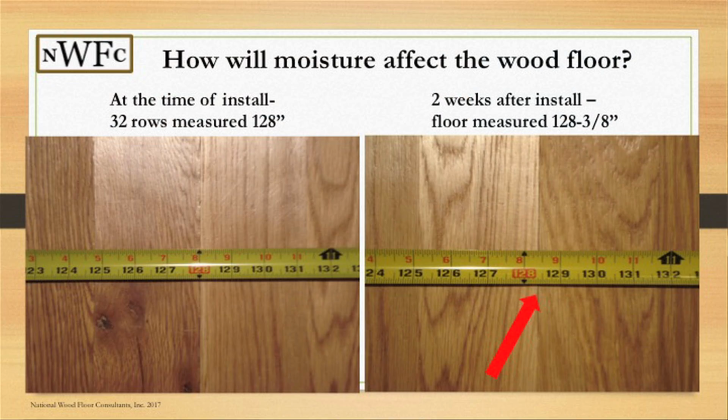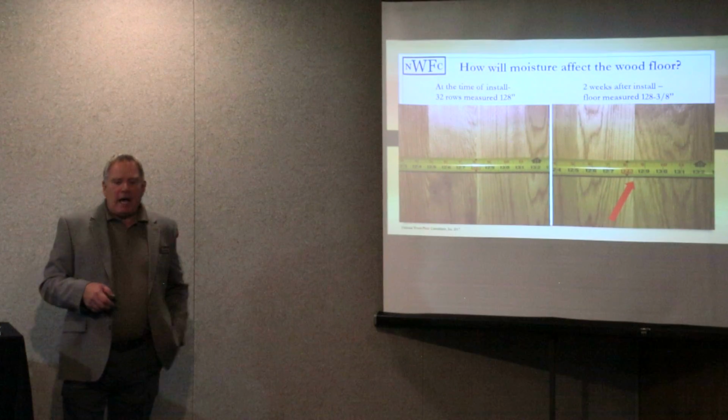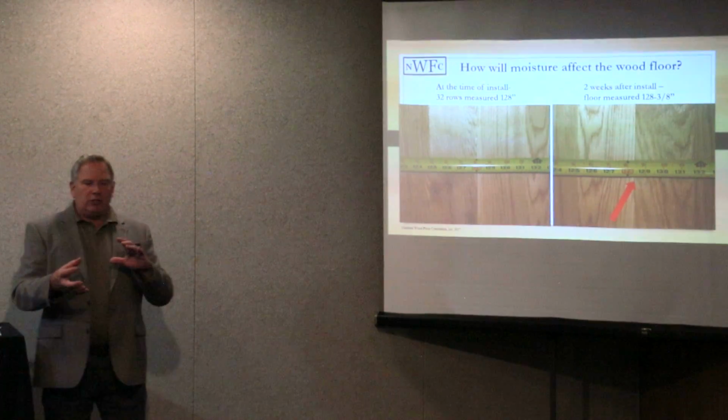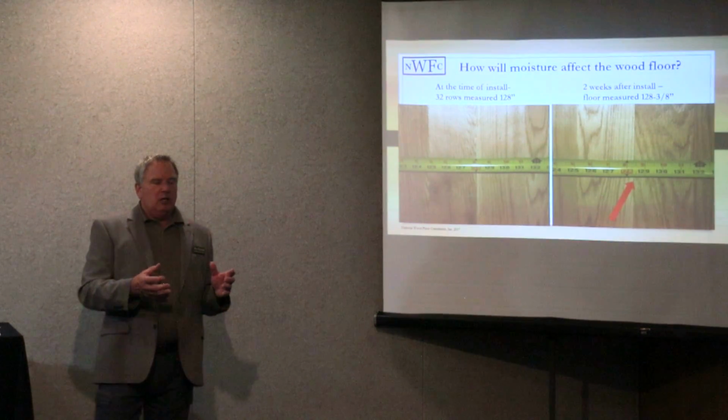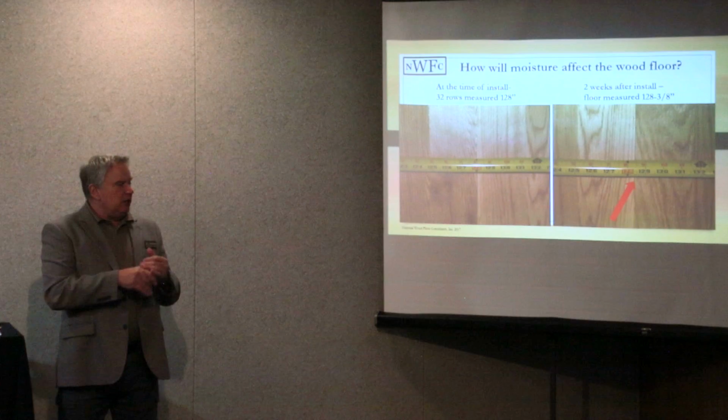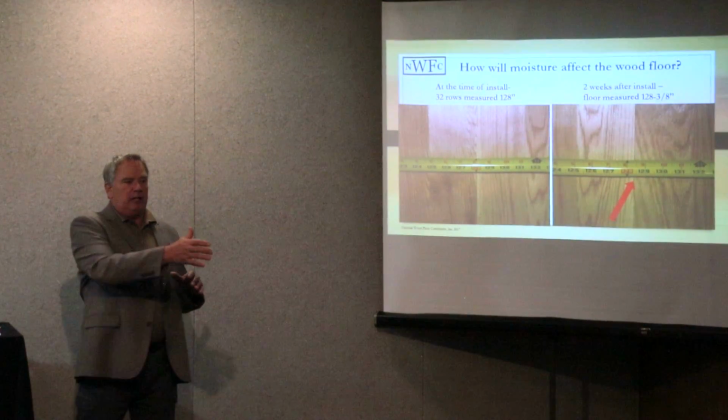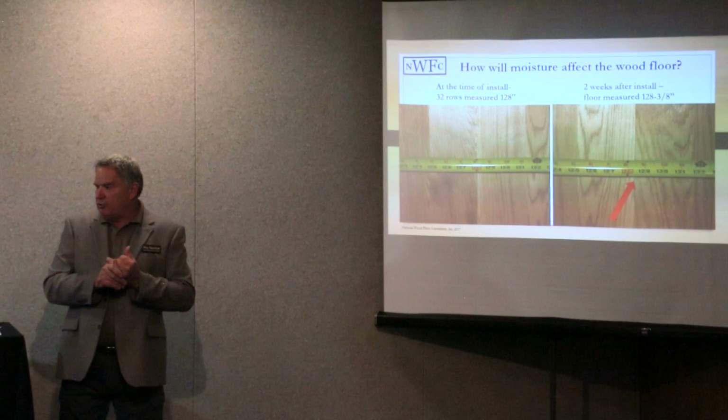Now, this is one I did, one in Chicago. At the time of install, we had 32 rows, and they measured 128 inches. Okay? 2 weeks after install, look how much that floor grew: 3/8 of an inch. What's going to happen when that floor finally reaches its equilibrium and comes back into sync with the normal climatic conditions is that in that 128 inches, we're going to have 3/8 gapping somewhere in that system, which is going to be unacceptable to the consumer.